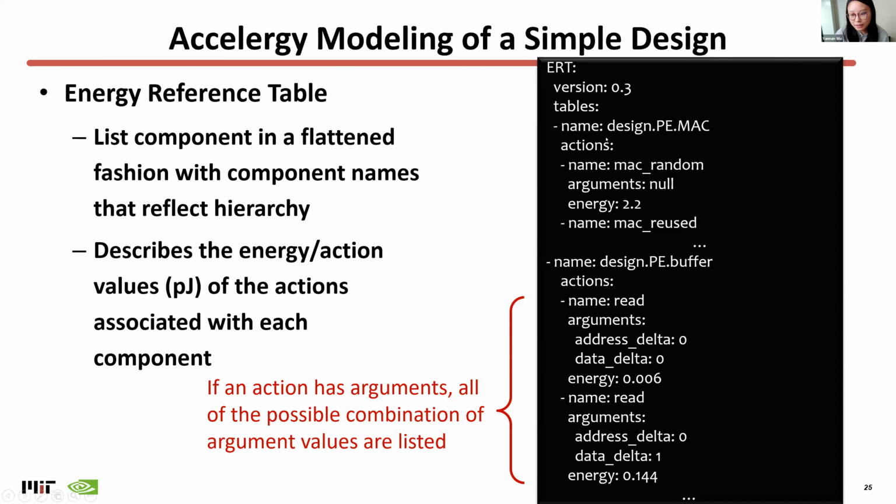So you can see that inside the ERT, there is a key called actions, and under actions, we list the various types of actions associated with a component, as well as the energy consumption for the action. And if your component has an action that has arguments, Accelergy will produce all the possible combinations of the argument values and assign an energy consumption value for all of the different possible combinations.